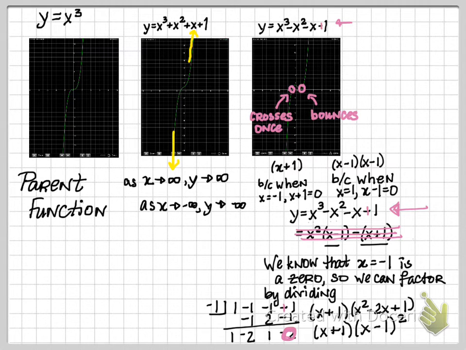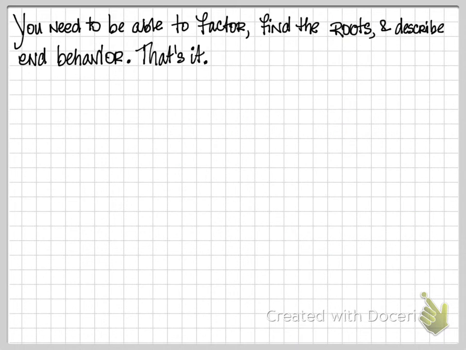So factoring by division is a possibility, and that was the only thing I was trying to bring up during fifth period. You do not need to do this for the test. I cannot emphasize that enough. All you need to do for this particular test is to be able to factor, find the roots, and describe the end behavior. That's it.